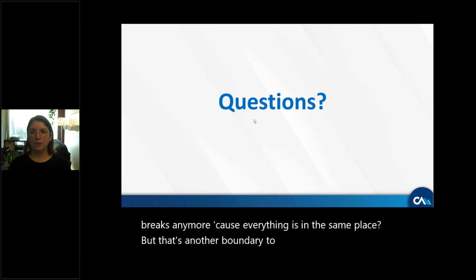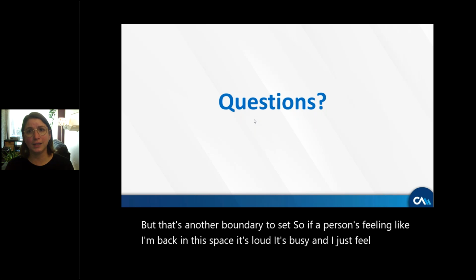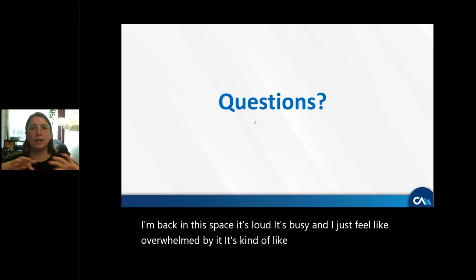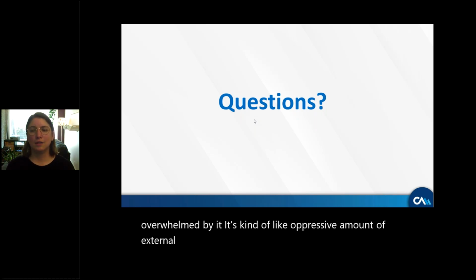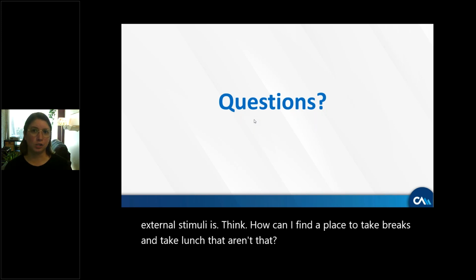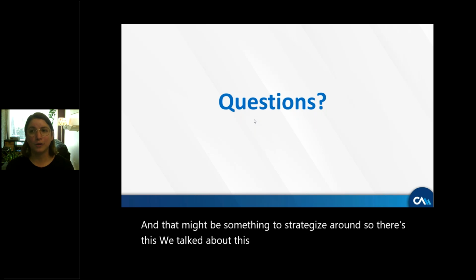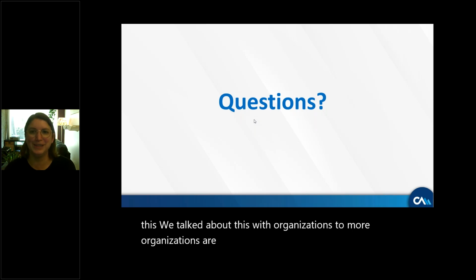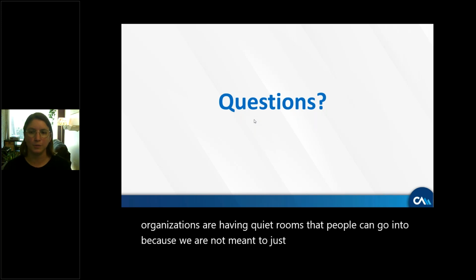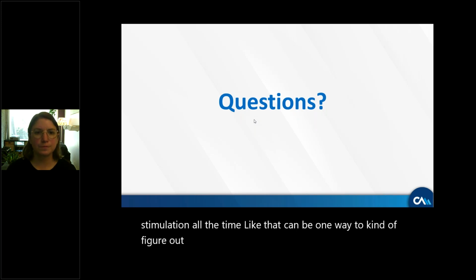So if a person's feeling like, I'm back in this space, it's loud, it's busy, and I just feel overwhelmed by it, this oppressive amount of external stimuli, think, how can I find a place to take breaks and take lunch that aren't that? And that might be something to strategize around. We talk about this with organizations too. More organizations are having quiet rooms that people can go into, because we are not meant to be bombarded with stimulation all the time like that. So that can be one way to figure out a plan for that.